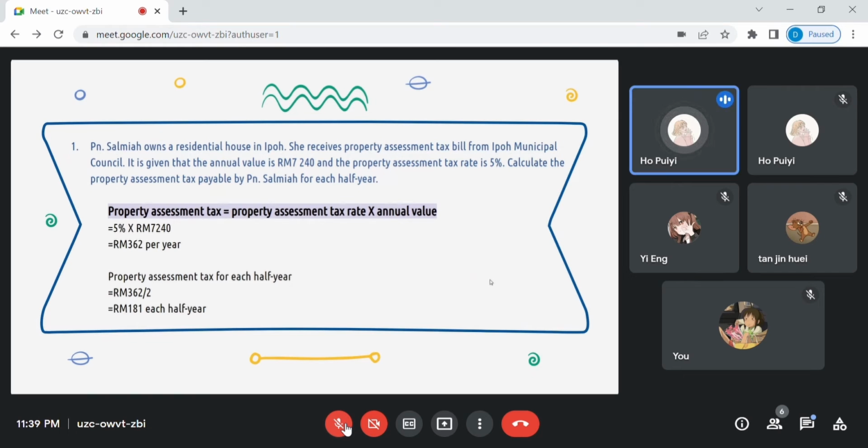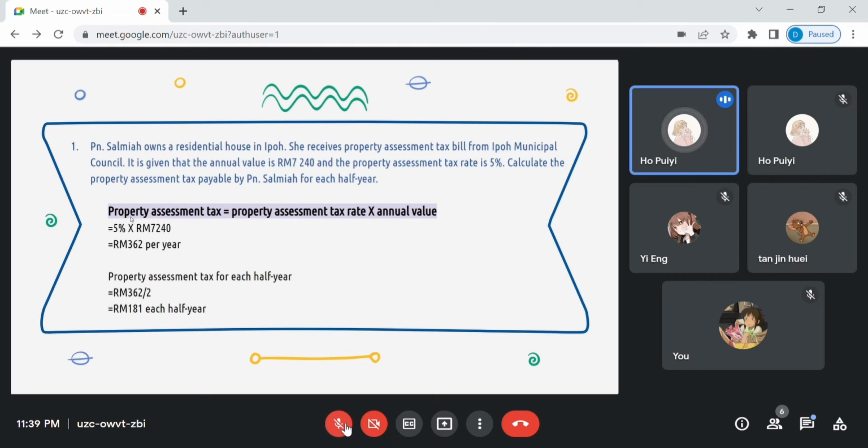Here is an example to give you a better understanding on property assessment tax. Puan Samya owns a residential house in Ipoh. She received property assessment tax bill from Ipoh Municipal Council. It's given that the annual value is 7,240 ringgit and the property assessment tax rate is 5%. Calculate the property assessment tax payable by Puan Samya for each half year.